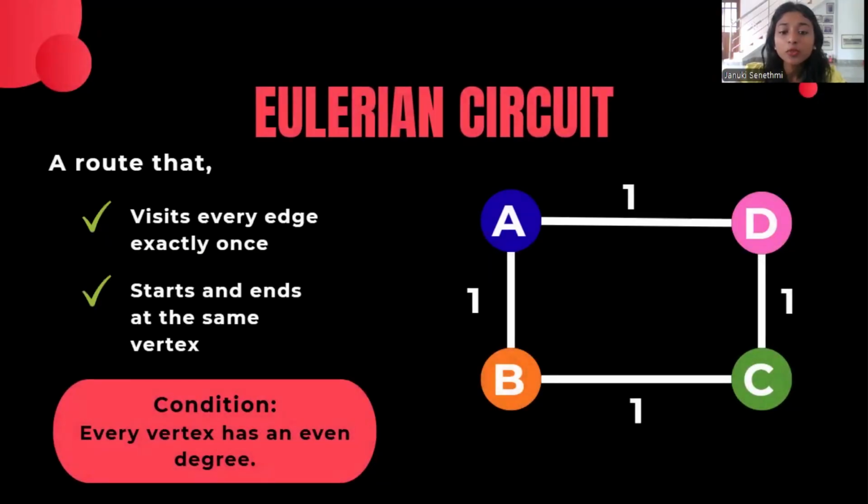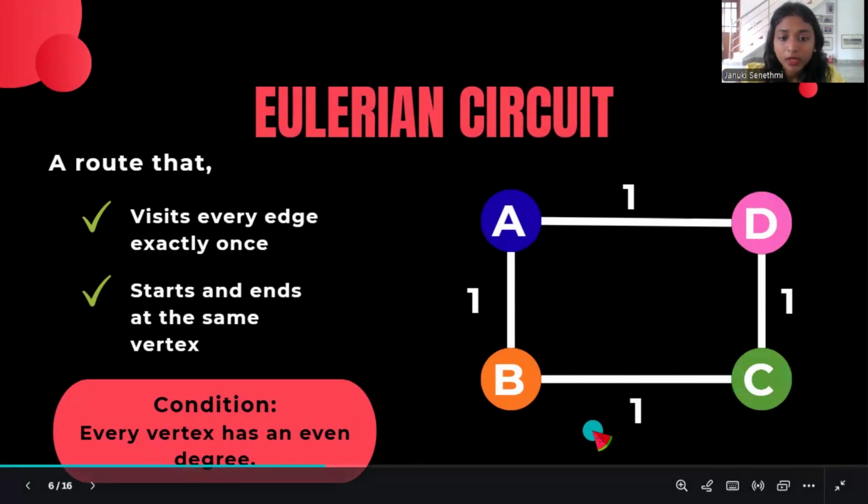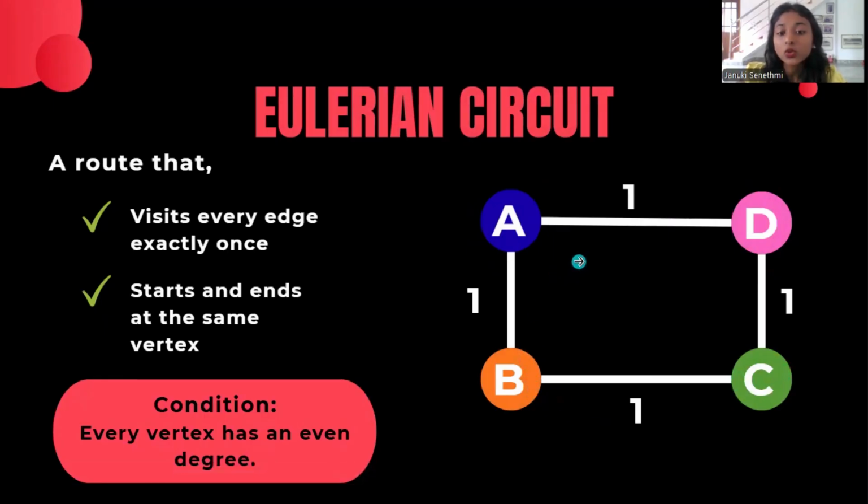The Chinese Postman algorithm is based on an important graph concept called an Eulerian circuit. An Eulerian circuit is a path that visits every edge exactly once and starts and ends at the same vertex. For a graph to have an Eulerian circuit, every vertex must have an even degree. The degree of a vertex simply means the number of edges connected to it.